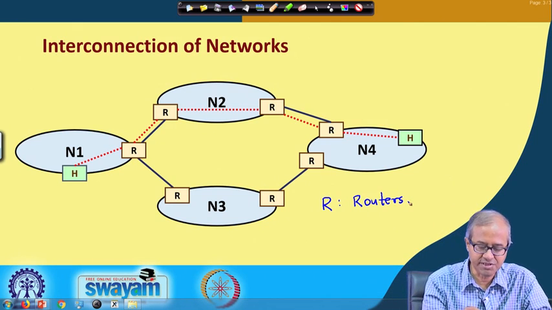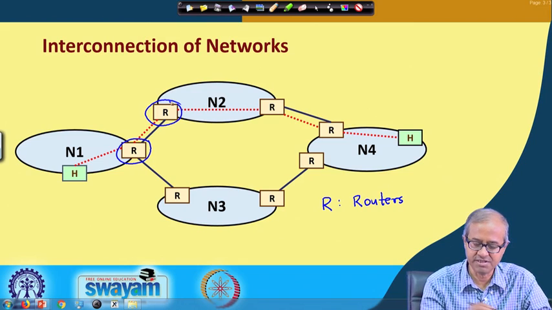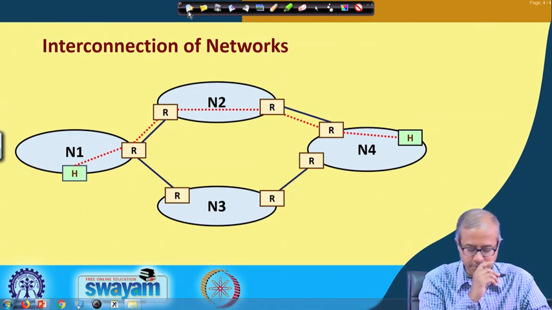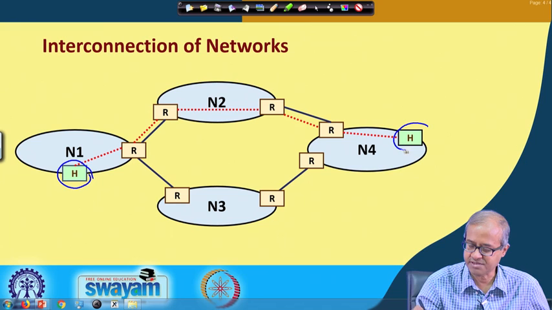Okay. So, you see there are routers at the boundary of the different networks, and the different networks are typically connected through these routers. For example, N1 and N2 are connected via these two routers, N2 and N4 are connected by these two routers, and so on, right. Now, suppose there are also some hosts, some computers connected to the network. Let us say I have one computer, a host H here, and there is another host here.